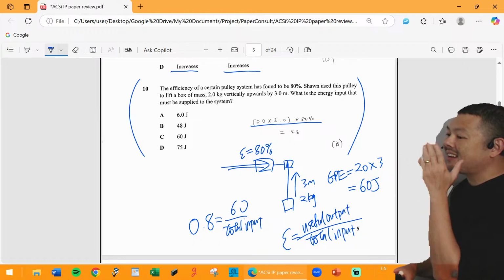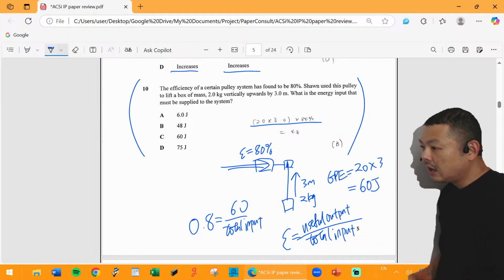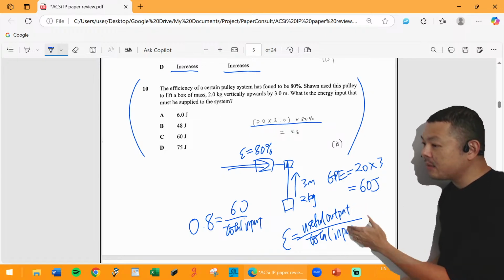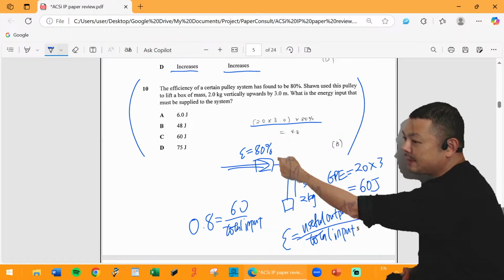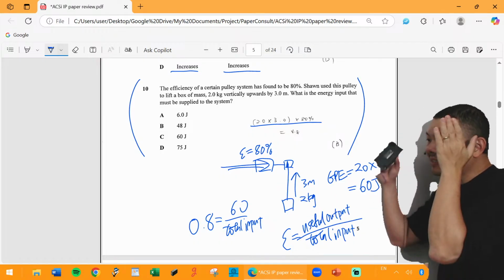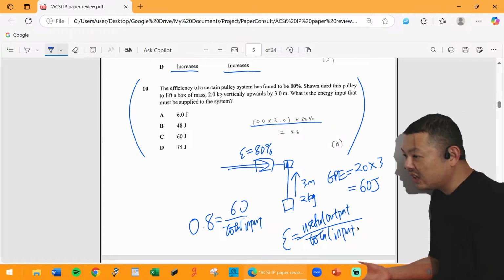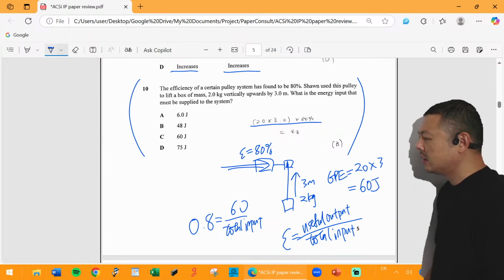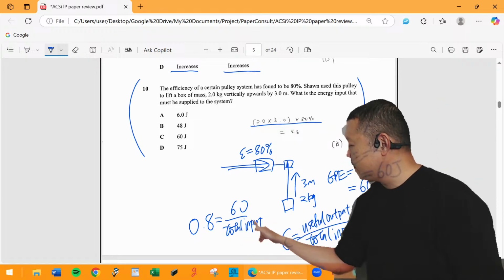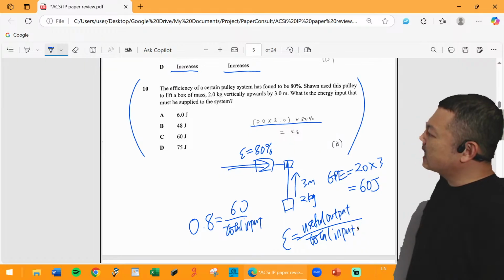That's how the other tutor conned my other student. My Year 3 just joined me, and she told me what the tutor taught her: 80%, then you add 20% to the 100, then you multiply it. You're doing exactly what the con job is doing. Don't get conned. So total input is 60 divided by 0.8. The answer is the answer lah.